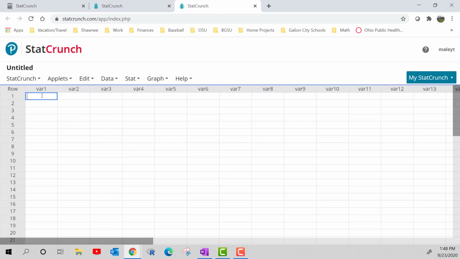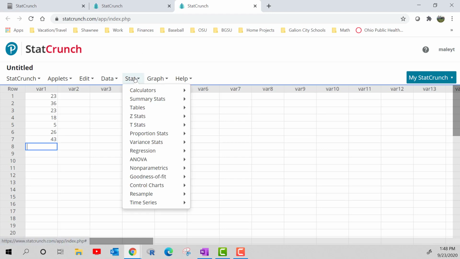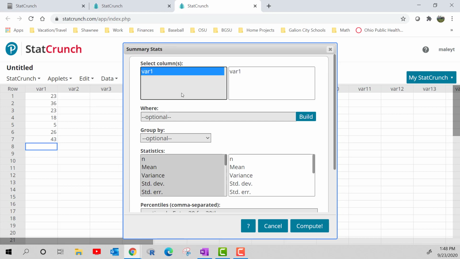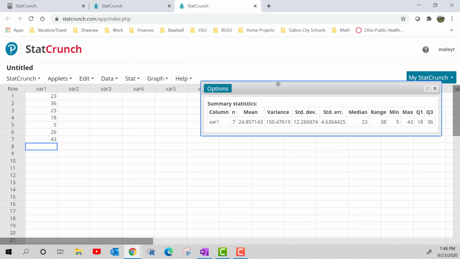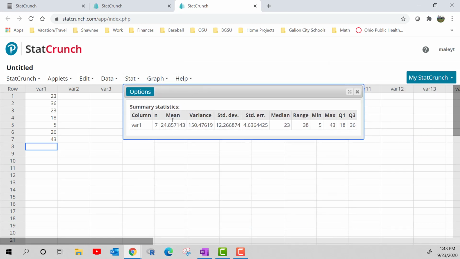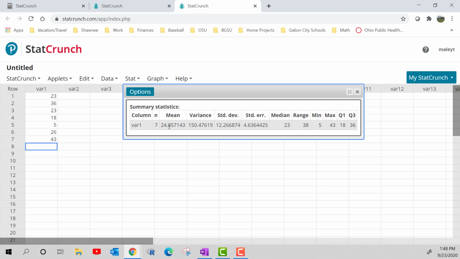And I could just type in these values. We have 23, 36, 23, 18, 5, 26, 43. And we could double check ourselves. So if I go to Stat and then Summary Stats and do Columns, I can actually find some summary stats for variable 1. So I can hit compute and we get that. So you can see there's a lot of different things here, but the mean value is what we were after. Which was 24.86, which is what we found here, rounded.